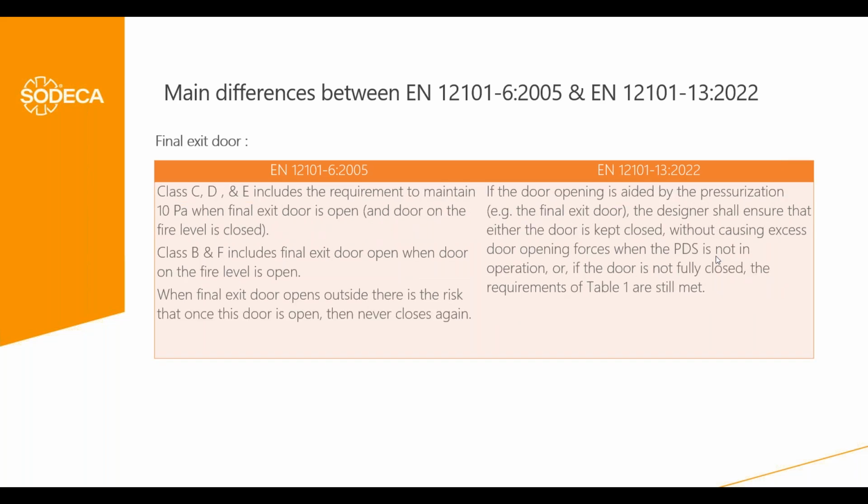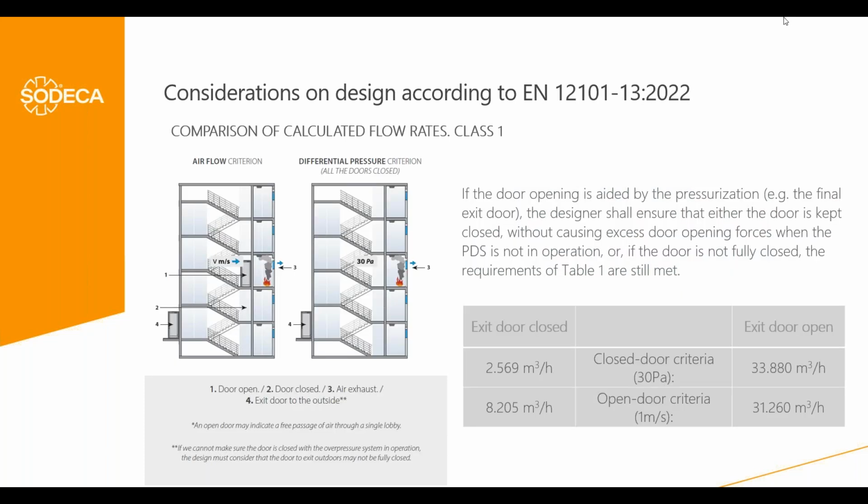About this final exit door, I have already mentioned in the new part 13, if we cannot ensure in our design that the system will be able to ensure that this door is fully closed, we have to consider it to be partially open. And when we do the calculation to maintain the 30 pascals in the door closed condition, or to maintain the 1 meter per second in the door open condition.